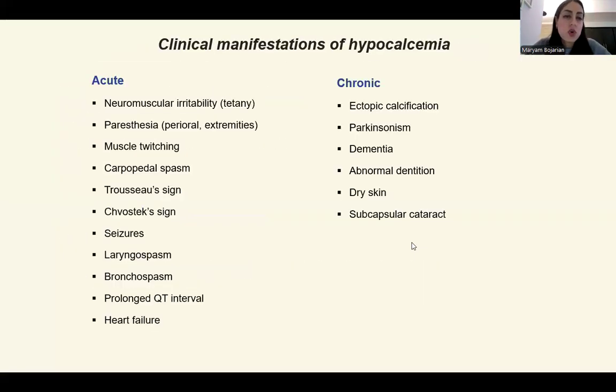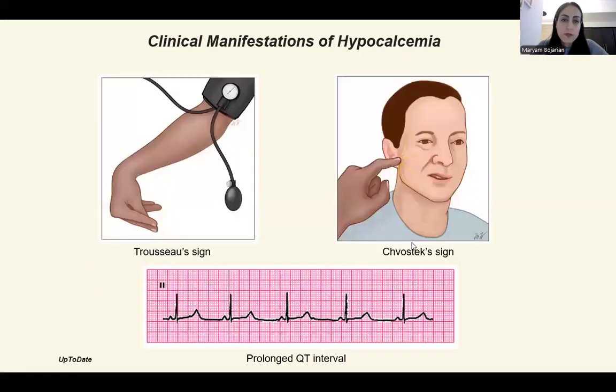Again, these are more of the clinical manifestations of hypocalcemia. Acutely, if your patient develops hypocalcemia, we can have neuromuscular irritability or tetany, paresthesia, muscle twitching, carpal spasm, and chronically you can have Parkinsonism, ectopic calcification, dry skin, and so forth.